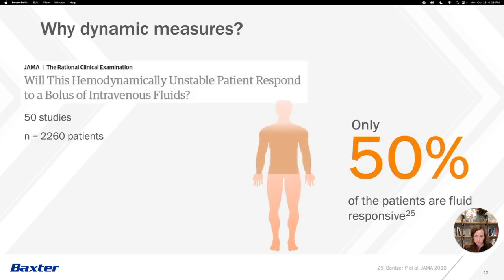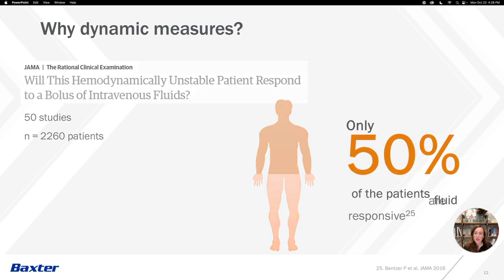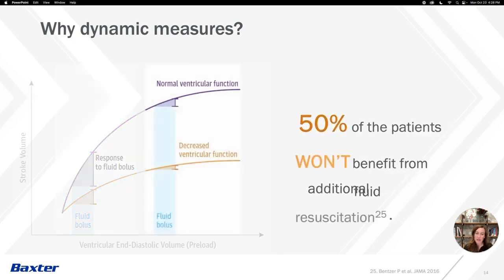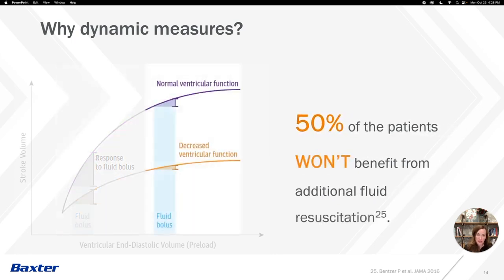That then begs the question, well, what is a dynamic measure, and how did we get here, and why? Well, when you look to the literature, what you're actually going to see is that only 50% of hemodynamically unstable patients are actually going to increase their cardiac output in response to fluid, which means that only 50% of patients may benefit from additional fluid resuscitation after the weight-based fluid. So 50% of the patients will not benefit from additional fluid resuscitation, which is really important to be thinking about.